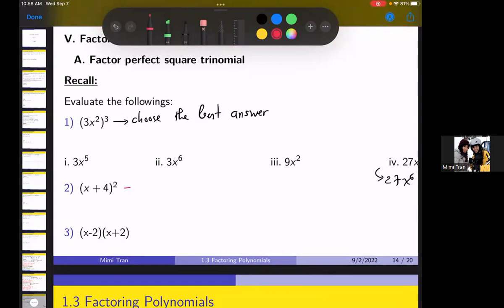Number 2 and number 3, I want you to evaluate. All right, number 1, which one do you pick? 3, what'd you say? 2. All right, let me do this.